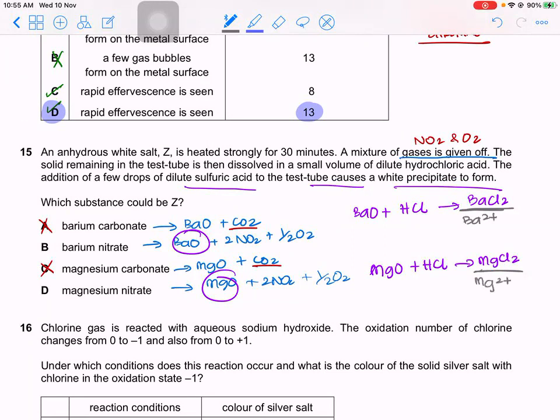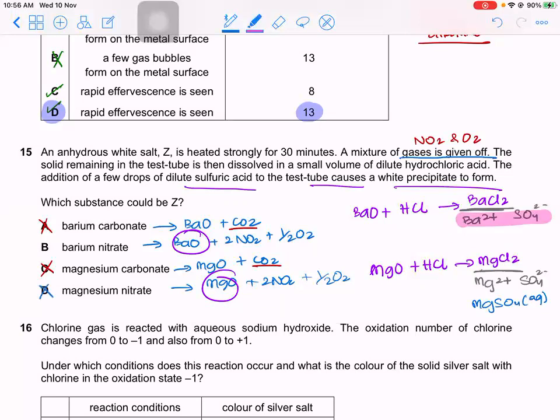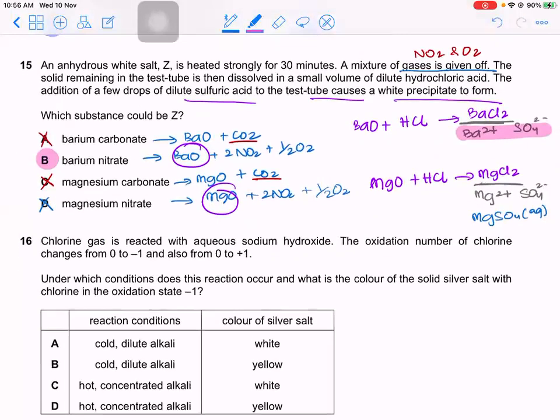To this now you add sulfuric acid. Sulfuric acid will give you what? Sulfate ions. They are saying a white precipitate is formed. Which will be a white precipitate? Barium sulfate, because magnesium sulfate is soluble. So what will be the white precipitate? Barium sulfate. The answer therefore is B. Barium nitrate is your answer. Is this clear?